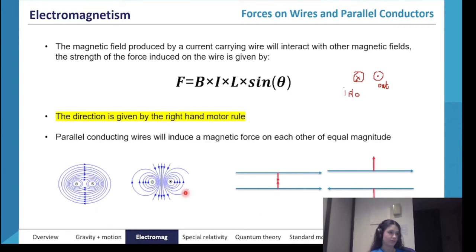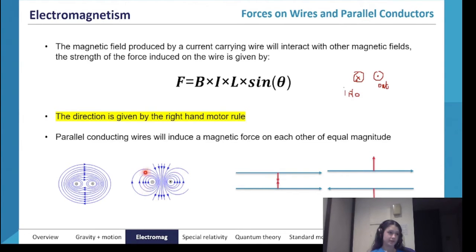However, if we have two wires with current moving in the opposite direction. For this one here, it's moving into the page, and this one is moving out of the page. If we consider our right-hand rule, for our first one, the current is moving into the page, so the field is going to be moving around in this direction. And for our second one, the current is moving out of the page, so it's going to be moving around in this direction.